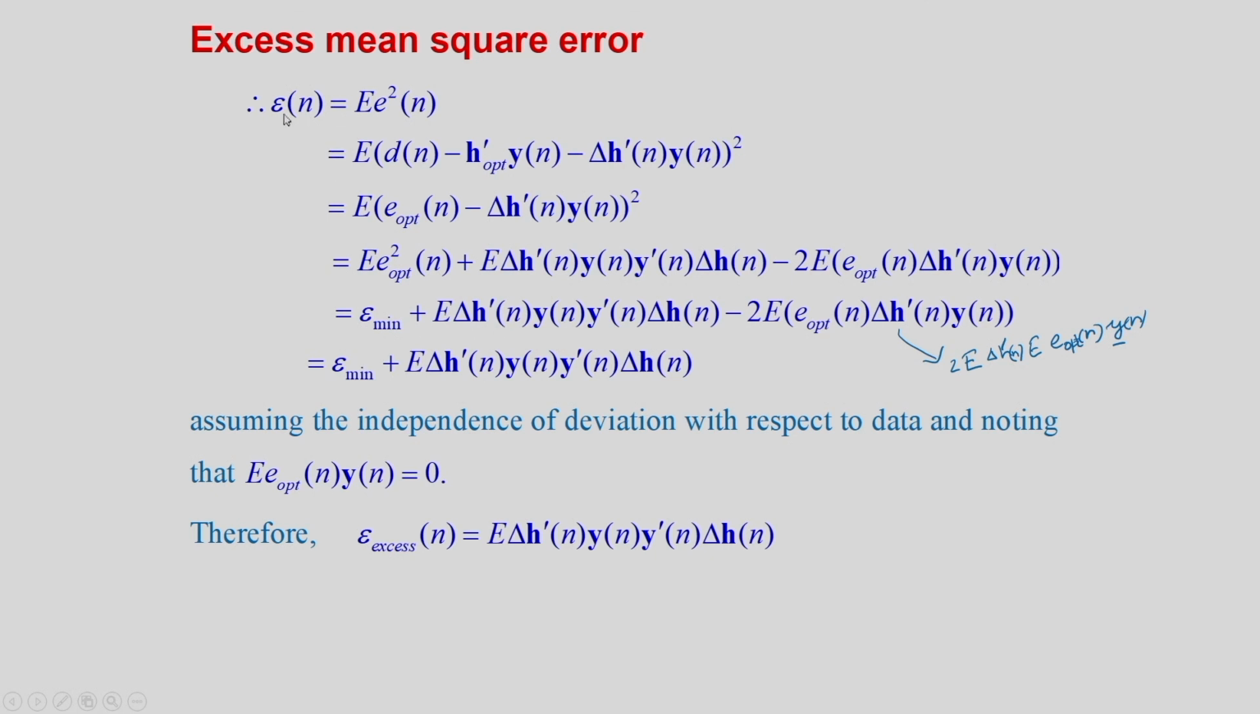Now, mean square error will be simply epsilon min, that is the mean square error corresponding to the Wiener filter plus this term. This is the excess mean square error. Therefore, there is an excess in the mean square error that is given by E of delta H n transpose into yn transpose into delta Hn. So, how to analyze this excess mean square error?